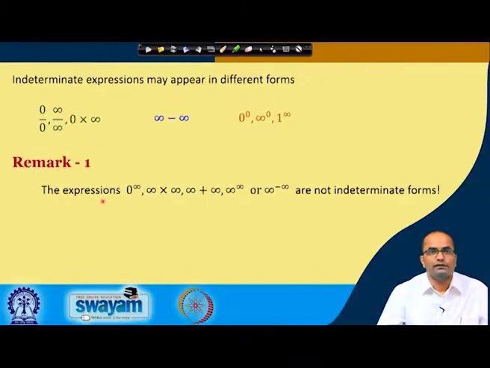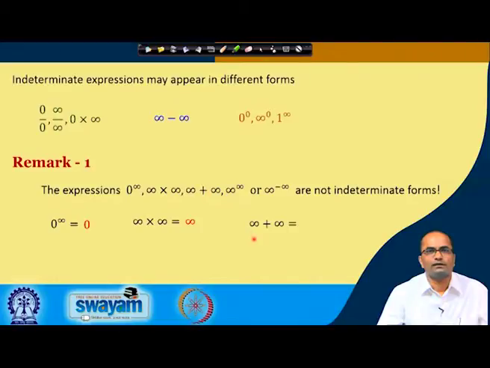There was a remark here that there are expressions different from those we are calling indeterminate forms, for example 0 power infinity, infinity into infinity, infinity plus infinity, infinity power infinity, or infinity power minus infinity. Note that these forms are not indeterminate, and we can directly find the value of these expressions. For example, what is the value of 0 power infinity? It is just 0. Infinity into infinity is two very big numbers, and when you multiply, naturally you will get infinity.